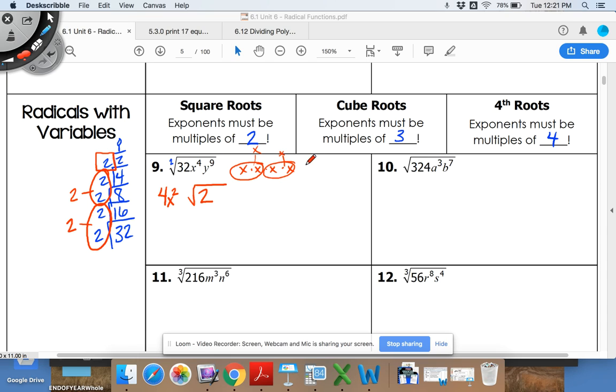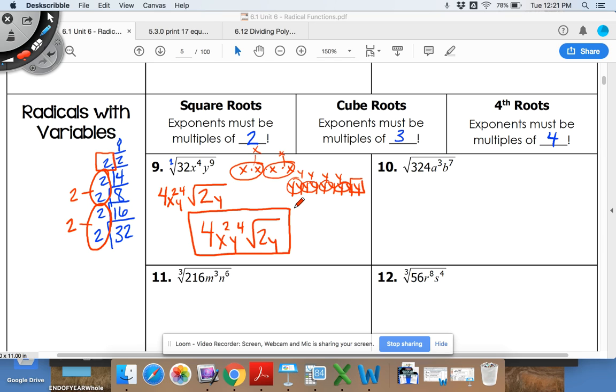And so with the y, there would be 9 of them. 4, 5, 6, 7, 8, 9. So we'd be looking for groups of 2. And so that would be 4 y's. So y times y times y times y would be y to the 4th. And this lonely guy has to stay under the radical. So our final simplified answer would be this.